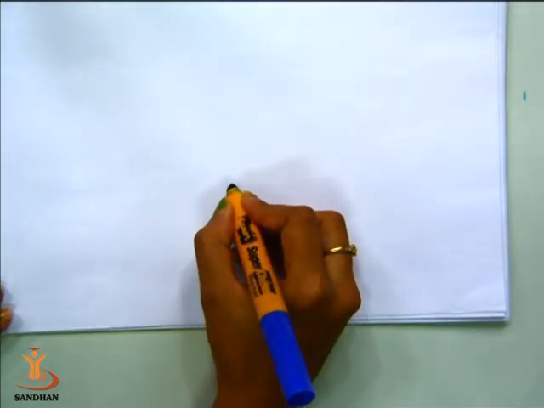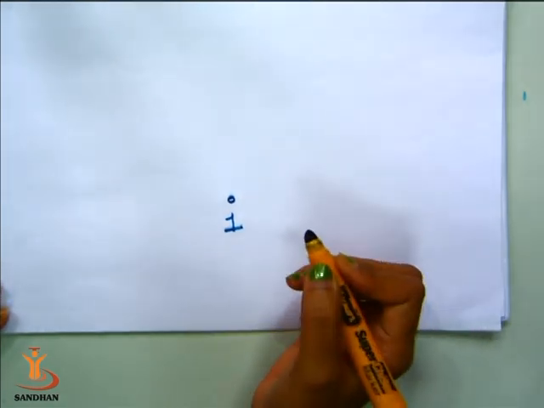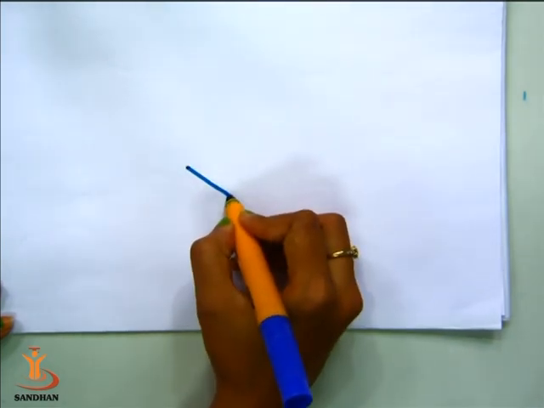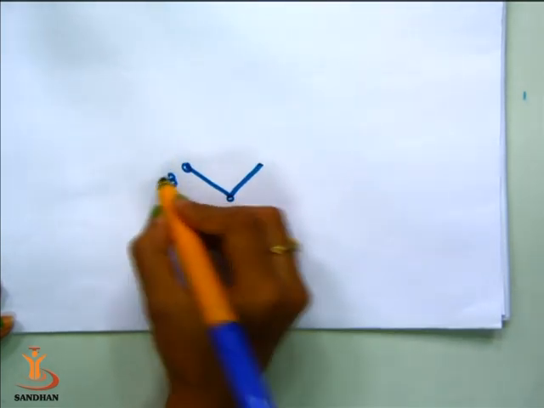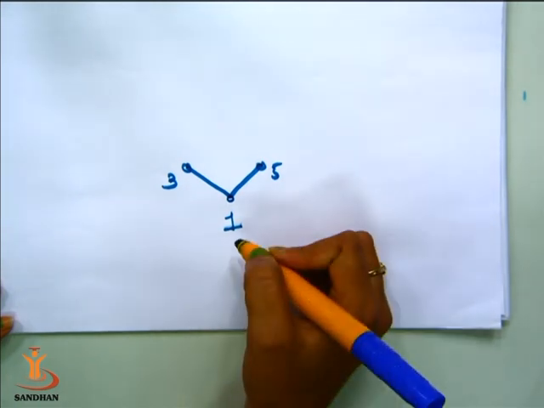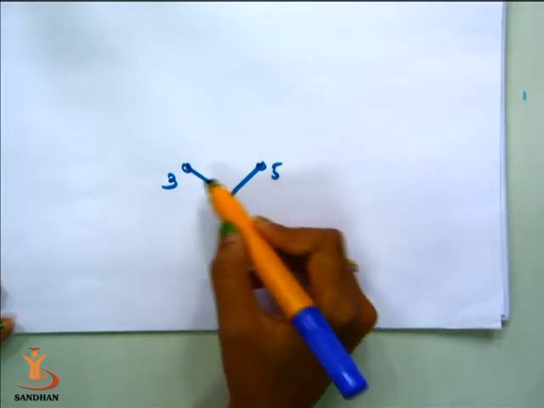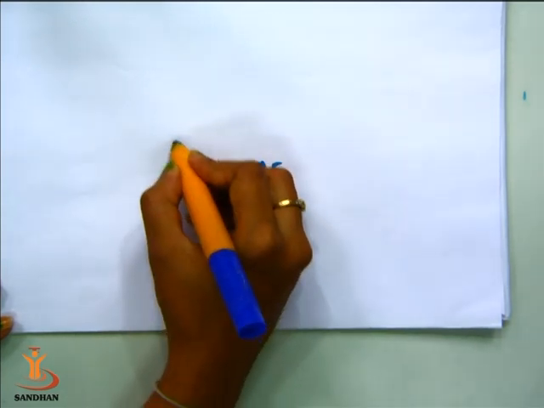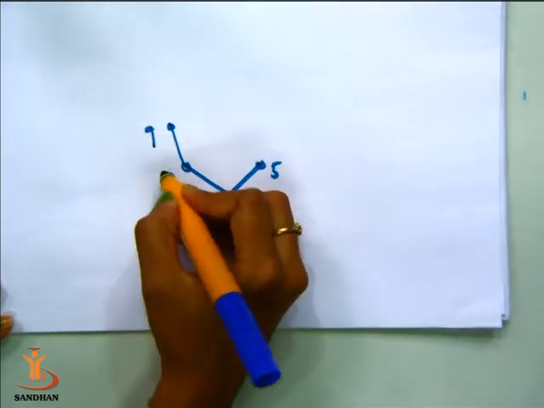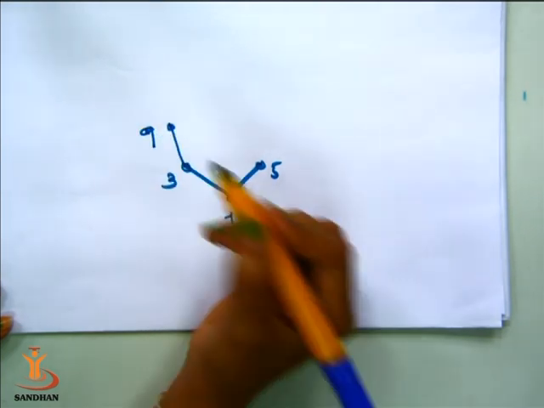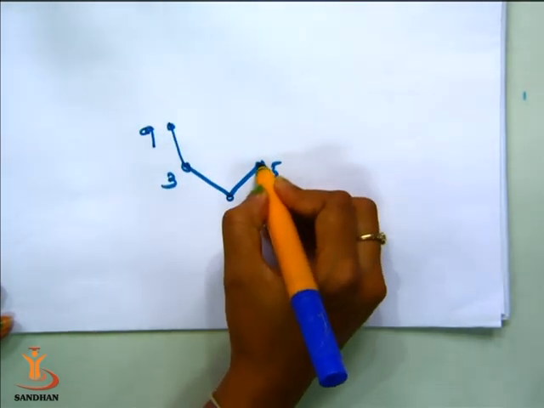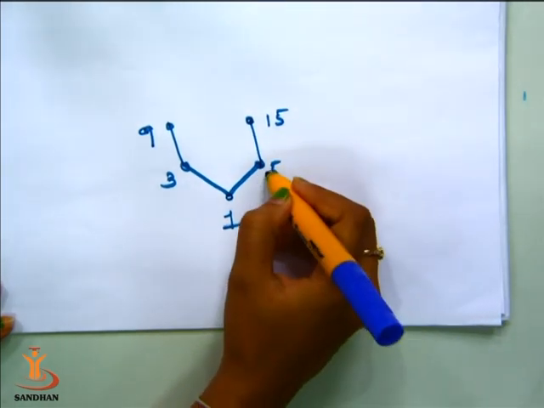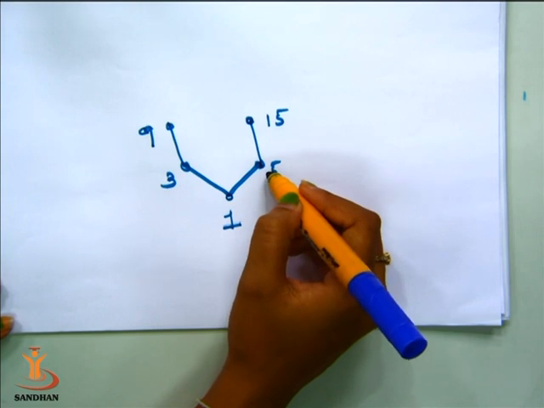Starting with the first element, the lowest element 1, which divides all other elements. The second elements are 3 and 5, and because 3 and 5 are not related to each other, both have the same height. Now 3 divides 9, so we have a line between 3 and 9 here. Now 5 divides 15, so we join 5 and 15 by a line.